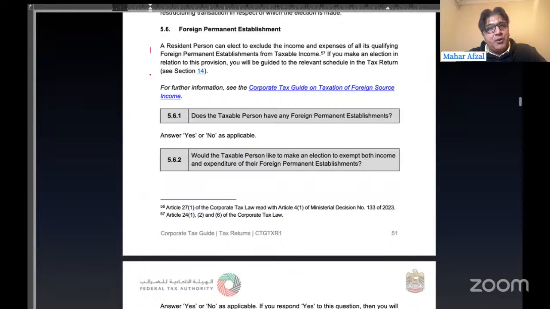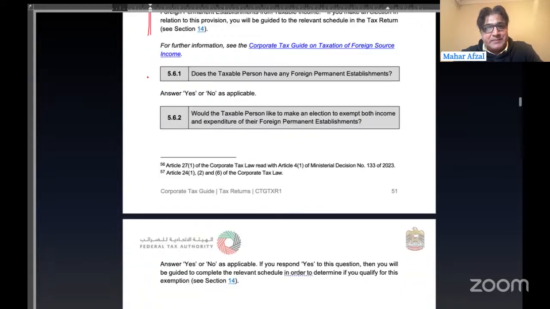PE, again, this is important. If you are opting for this PE provision under Article 24 of the law, you have an option that the income of the foreign PE and related expenses will not be considered for tax purposes, but it will be applicable on all foreign PEs. You cannot pick and choose that it will be applicable for your branch in the UK but not for your other branch. If you are opting for this provision, it will be applicable on all branches across all jurisdictions.